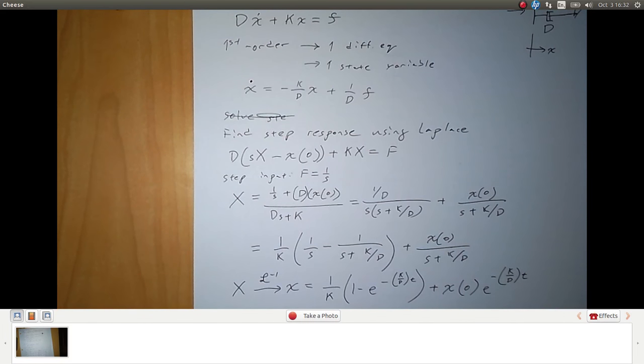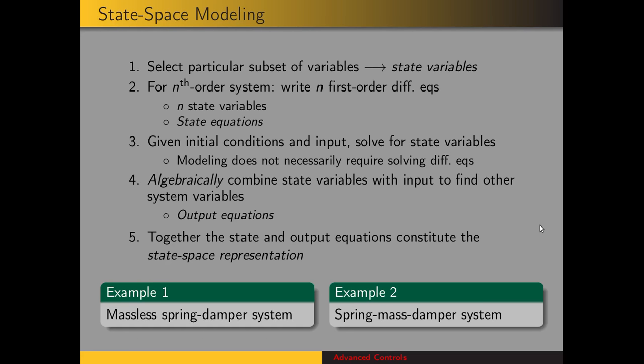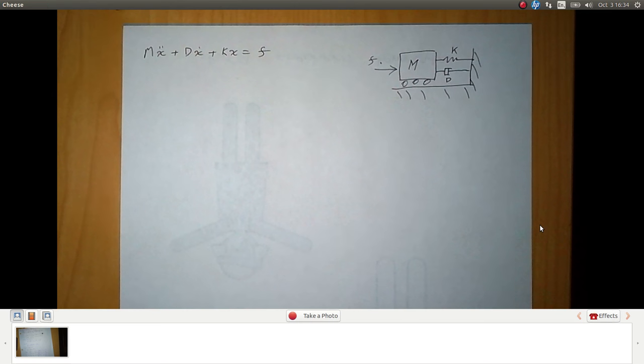Our second example is a spring mass damper system, and that's shown in this figure. We have a mass that is on, we'll assume, frictionless rollers, and there's a spring and a damper connecting that mass to ground, and there's a force being applied to the mass. So our equation of motion is given here, m x double dot plus d x dot plus k x is equal to f, and this is a second order equation.